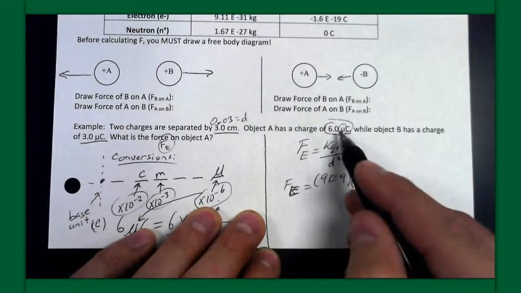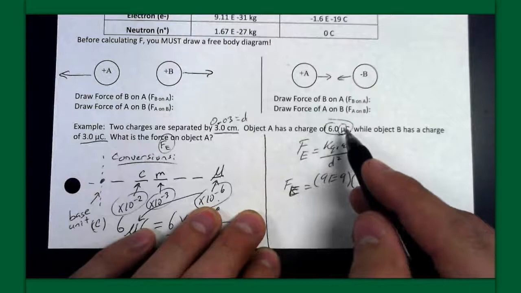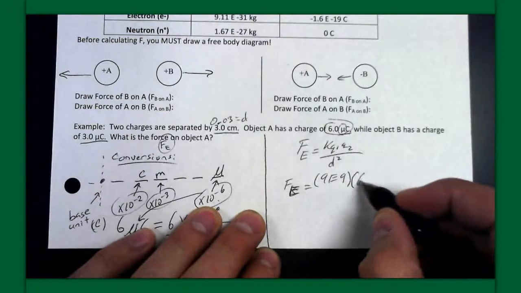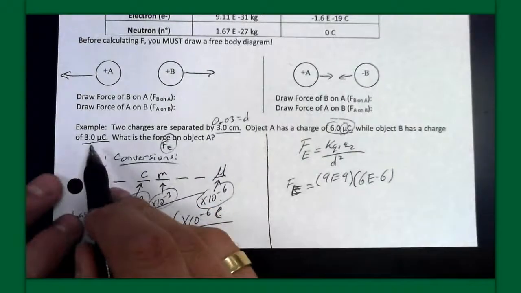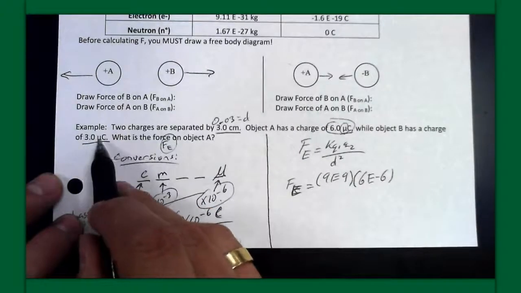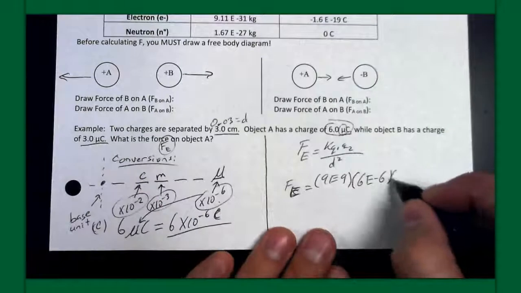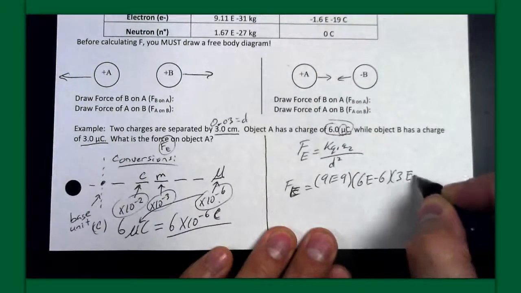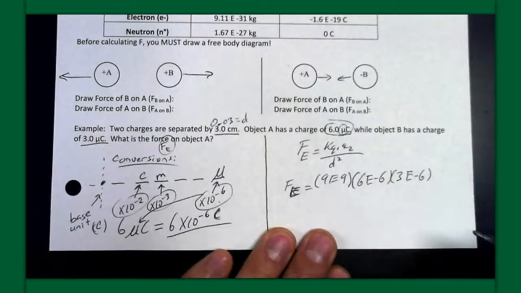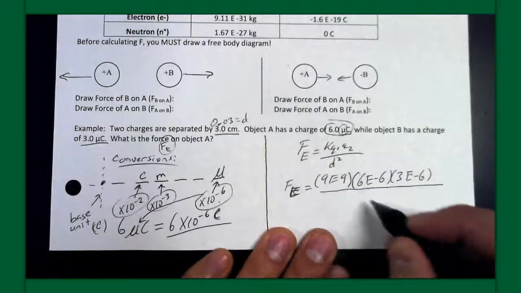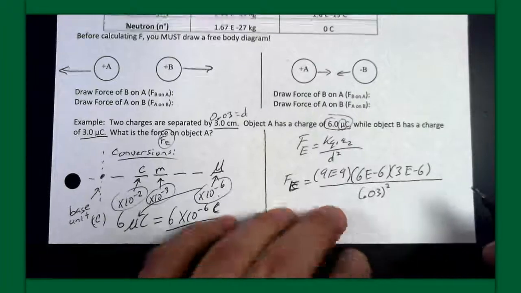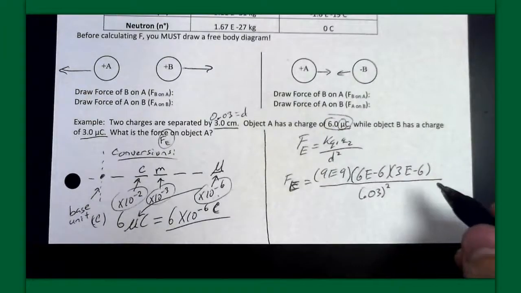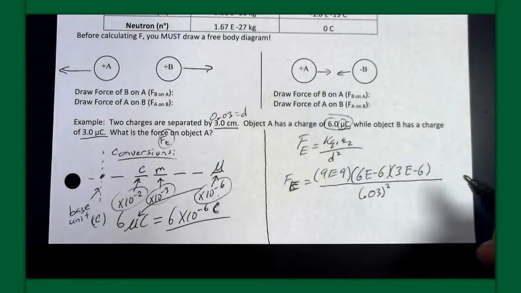Q1, I'm going to say this is charge number 1, but we don't put 6 in. Remember, we convert it to coulombs. So this is 6 times 10 to the negative 6th. And this object B will be charge number 2, but it's not 3. It's got to be converted to coulombs. So this is 3 times 10 to the negative 6th coulombs, divided by the distance, which is 0.03, and that's squared. So we're going to plug all that in our calculator. Take a minute, pause the video if you need to, and do that.